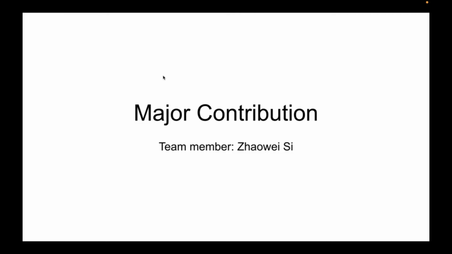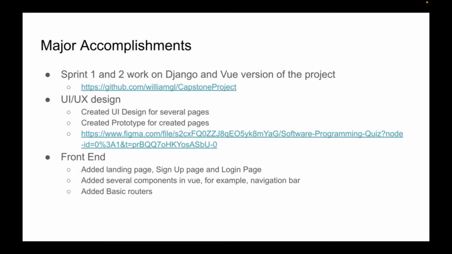Hi, I'm Zhaowei. I'm going to talk about my major contribution. For Sprint 1 and 2, I mainly worked on the Django and Vue version of the project. I mainly worked on UI/UX design and also some parts of front-end development.